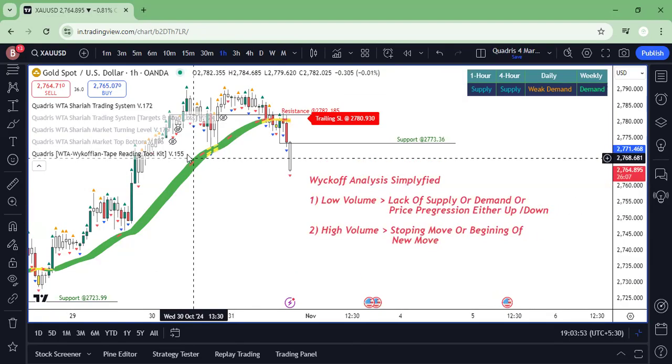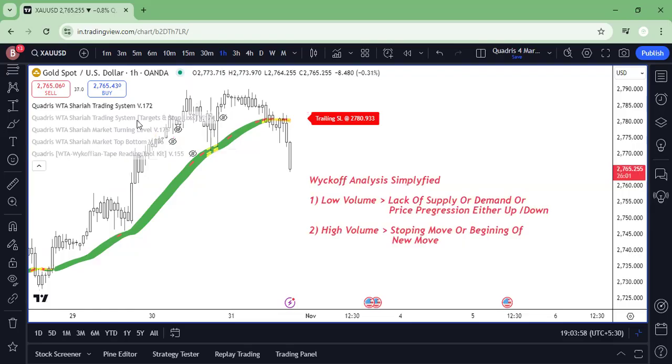If you go through these 2 points, like Wyckoff analysis simplified, you would see there is a low volume and a high volume. What would low volume result in? It will first of all show either a lack of supply or a lack of demand, depending upon where the low volume is appearing. And after that, it will show you price progression.